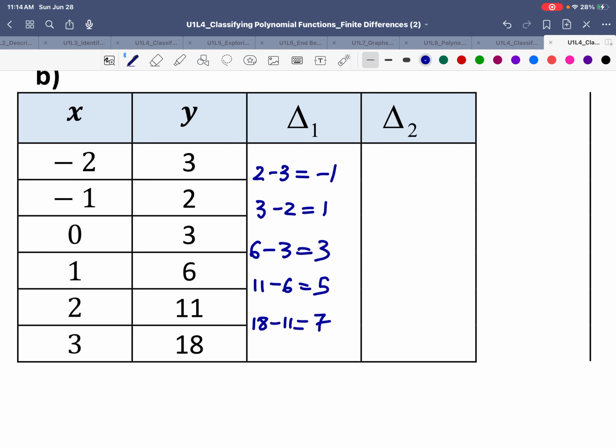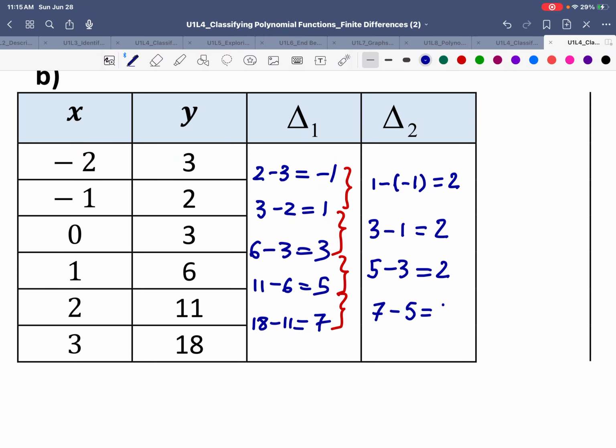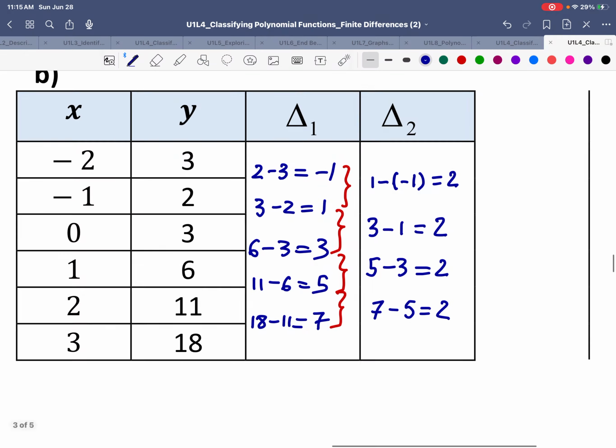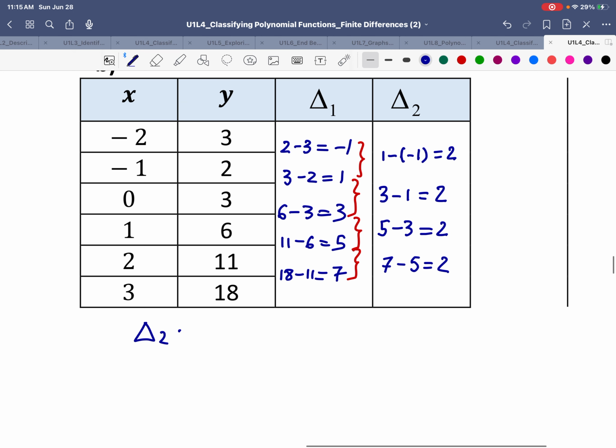Now we're going to do the second differences. This time we have 1 minus negative 1. So that's a 2. Then we have 3 minus 1. That's another 2. And when we have 5 minus 3, it seems that we have a consistent pattern. That's a 2. And lastly, we have 7 minus 5. We'll do that as well. It is obvious that the second differences are constant. So we're going to say delta 2 is constant, and it is equal to 2, which makes this a quadratic or a second degree relation.